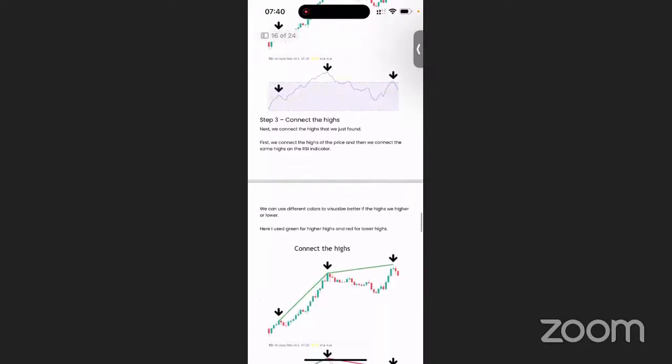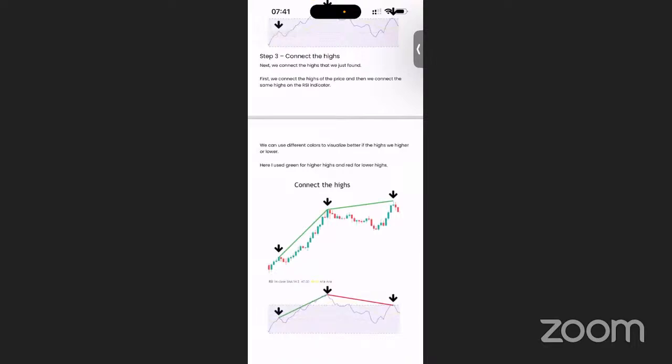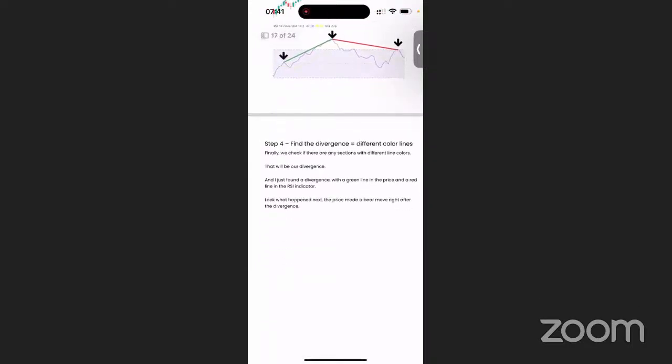Now, step 3, connect the highs. Next, we connect the highs that we just found. First, we connect the higher highs of the price. Then we connect the higher highs of the RSI indicator. We can use different colors to visualize better if the higher high is higher or lower. So hope you can see, we connect this. Then you see, when we connect these two here, the other one remains going high, but this one bends a little bit. Step number 4, find the divergence equals color difference.